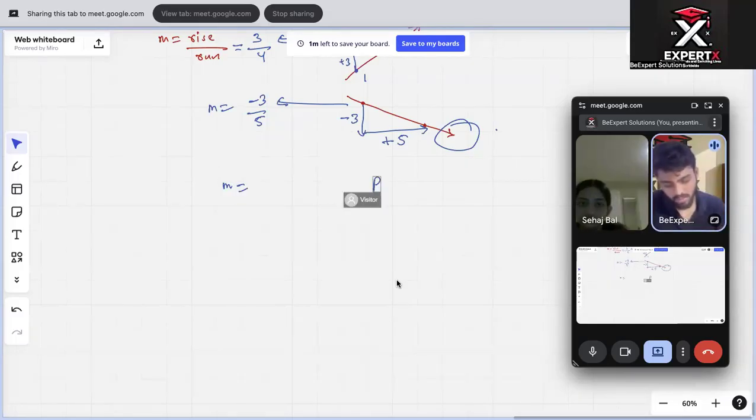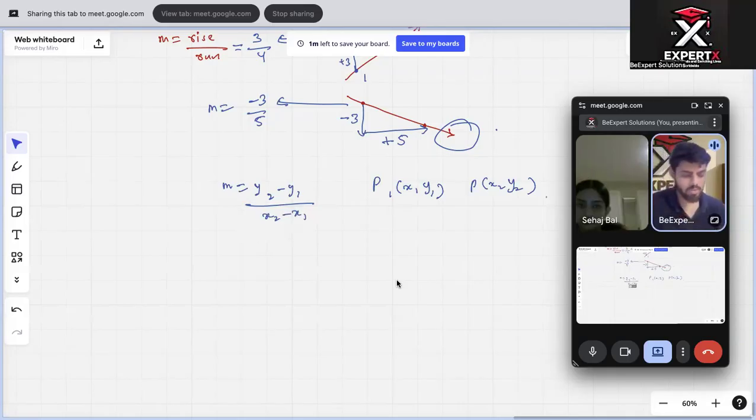Let's say we have another point as P(x1, y1), and you have another point P(x2, y2). These are the two points given, and what is m in this case? m is y2 minus y1 divided by x2 minus x1. Why is that so? Because the points are given in terms of x and y already.